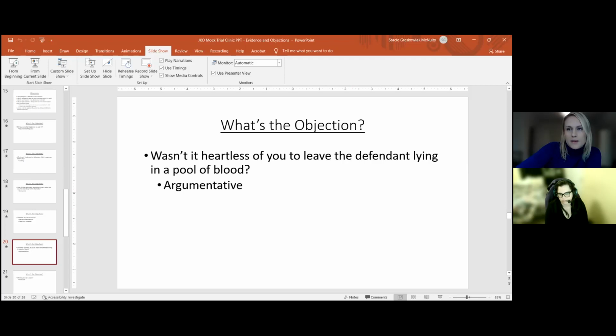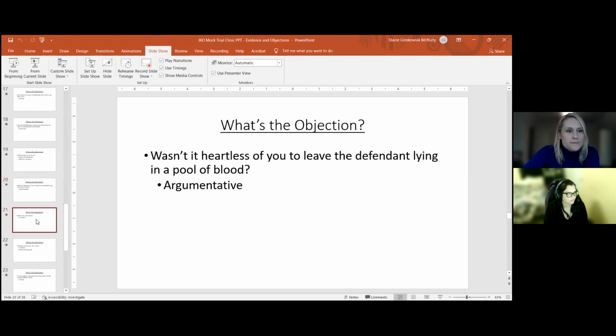Here we go. Here's an argumentative. Wasn't it heartless of you to leave the defendant lying in a pool of blood? Just like we talked about, you're getting very personal, and it's asking the witness to reflect on their own personality or their character.